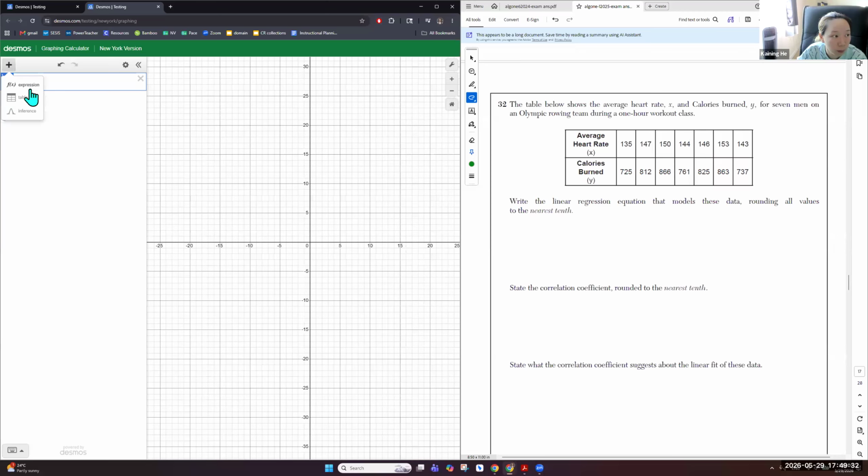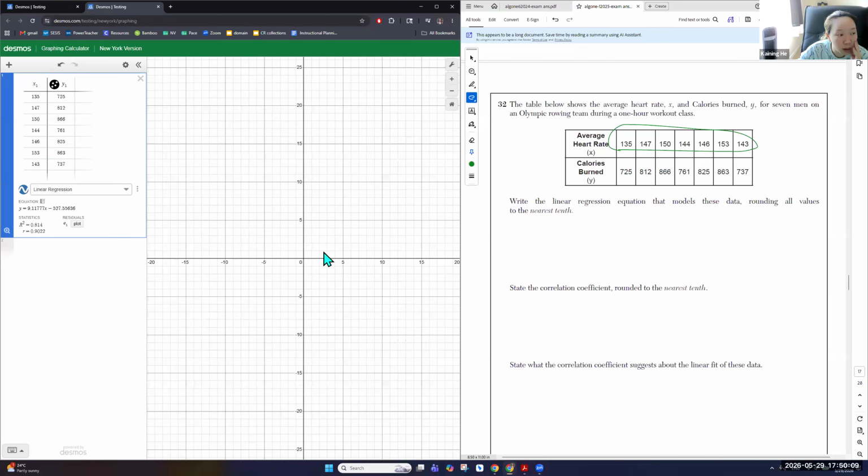So you can make a chart, use the table, and then you have the X and Y label very clearly. So I'm going to punch in all of these as the X column. So 135, 147, 150, 144, 146, 153, and 143. Double check if you type it wrong. 7.5, 812, 866, 761, 25, 863, and then 737.